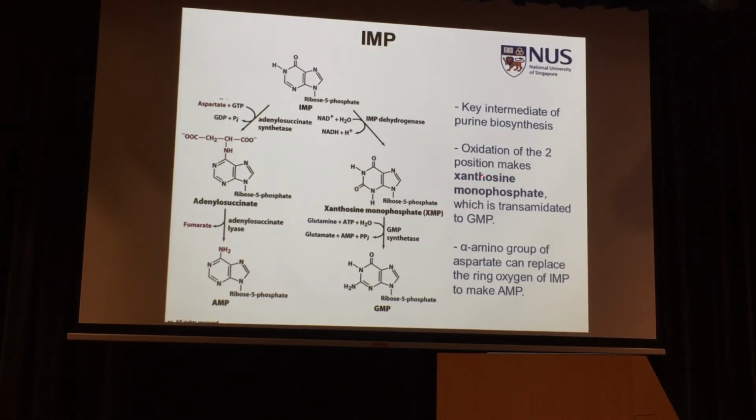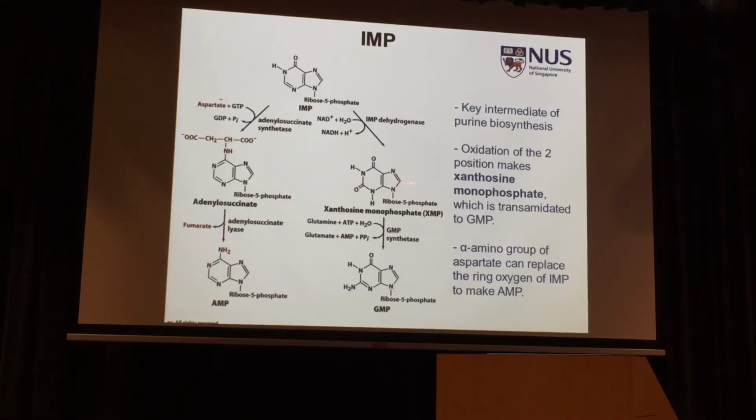You have seen xanthine in your previous lecture. Dr. Ho gave you an example of gout and allopurinol, and how hypoxanthine can change to xanthine and then uric acid. So I'm not going to go through that again, since he has already taught you. But over here, xanthosine monophosphate is the intermediate for GMP.